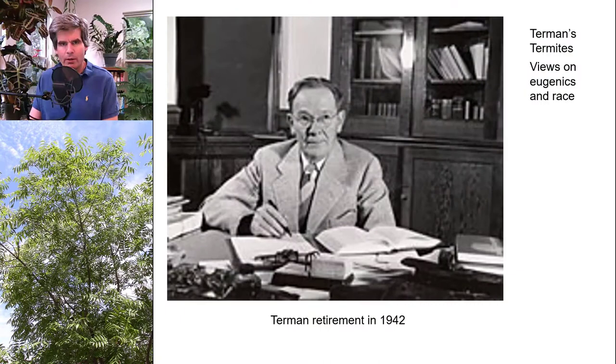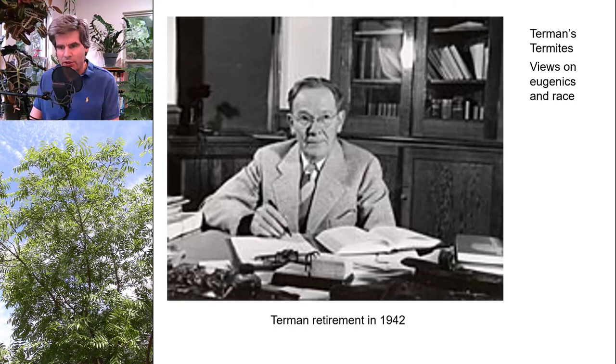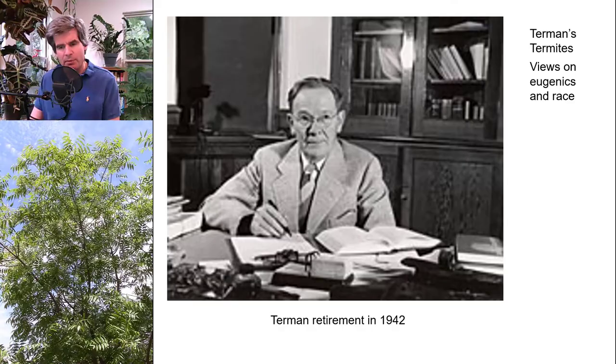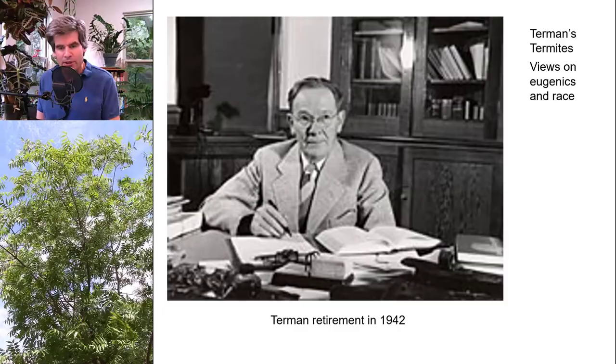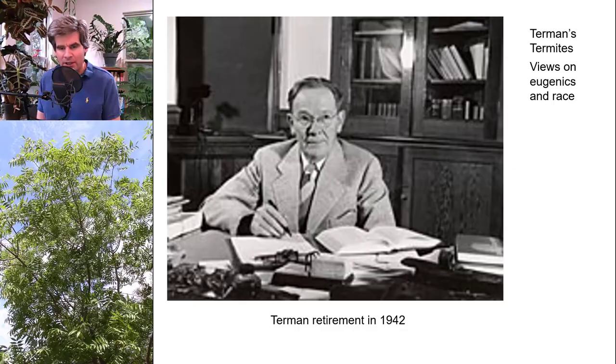Terman is also famous for doing an extensive study of gifted children. He obtained a sample of over 1,000 children that he determined had IQs over 140, and he followed the accomplishments of these children over time. This study was passed on to other researchers, and eventually participants were followed for over 80 years, which makes this an impressive longitudinal study. The participants in the study became known as Terman's termites.